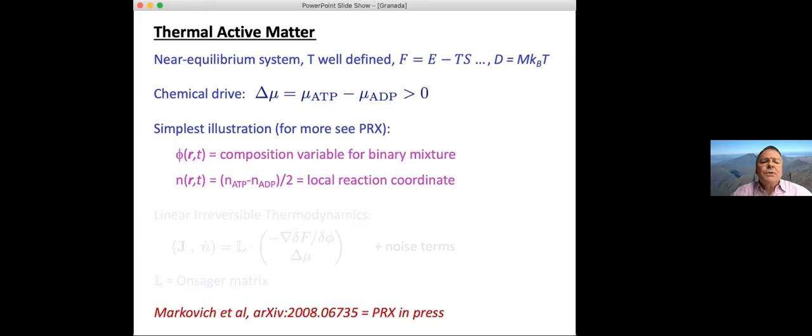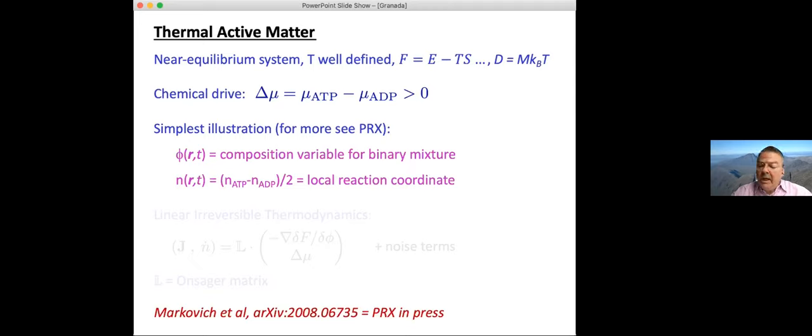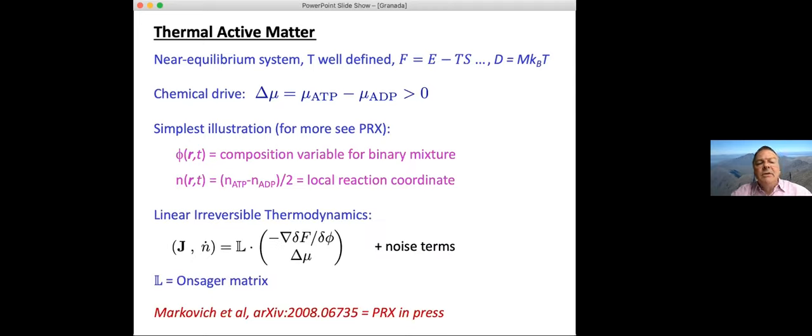So the idea then is this whole system, described in this box here, can be framed as a system close to equilibrium and therefore described by linear irreversible thermodynamics, in which the current and the rate of change of the reaction coordinate are related linearly by an Onsager matrix to the driving terms. And these driving terms are both equilibrium-like. One is the gradient of chemical potential in the sense of the fields, grad df d phi. The other is the delta mu I just introduced for the chemistry. And there are also noise terms, which I'll mention again in a minute.